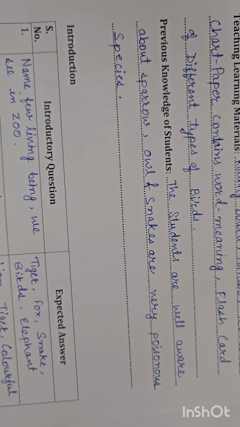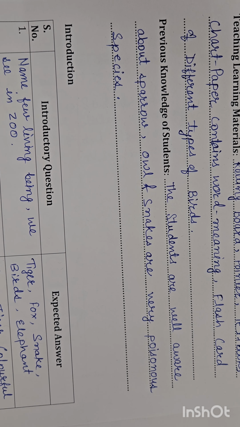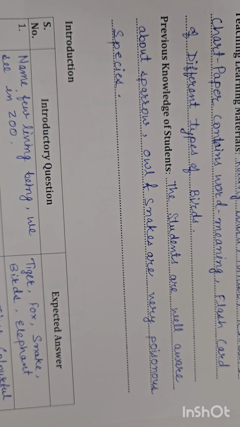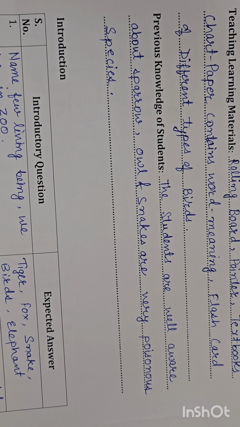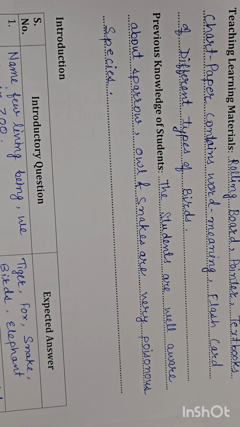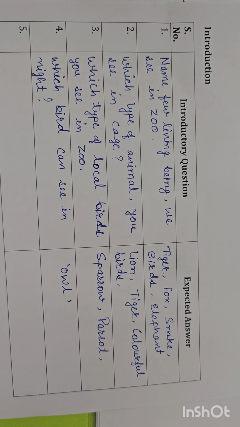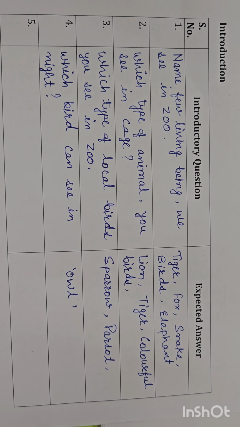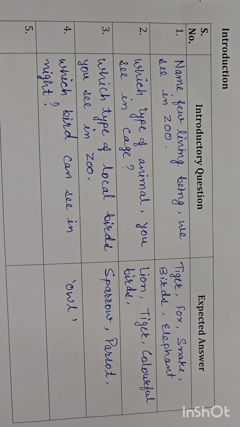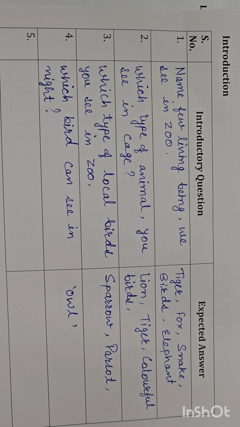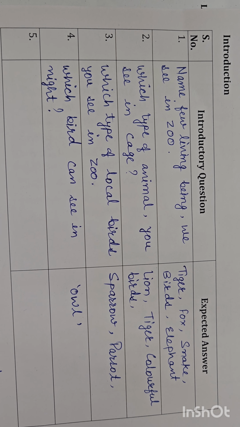Previous knowledge. So previous knowledge, it's an assumption or a general idea about the students whom you are going to teach. The students are well aware about sparrow, owl, and snakes are very poisonous species. Here I have prepared some introductory questions. Before introducing my topic, a teacher asks few questions to get the attention of the students. Number 1 question: name few living beings we see in zoo.